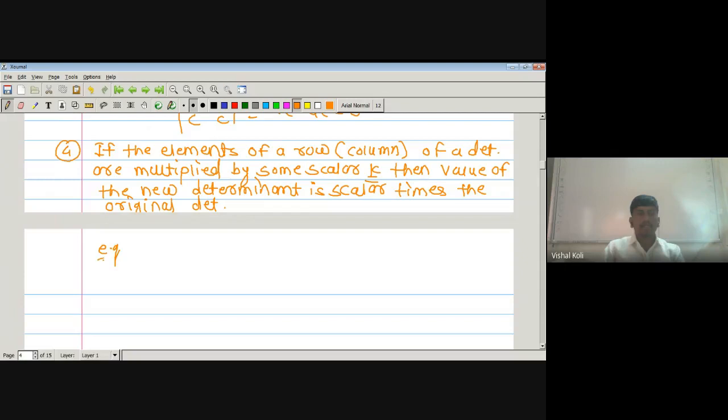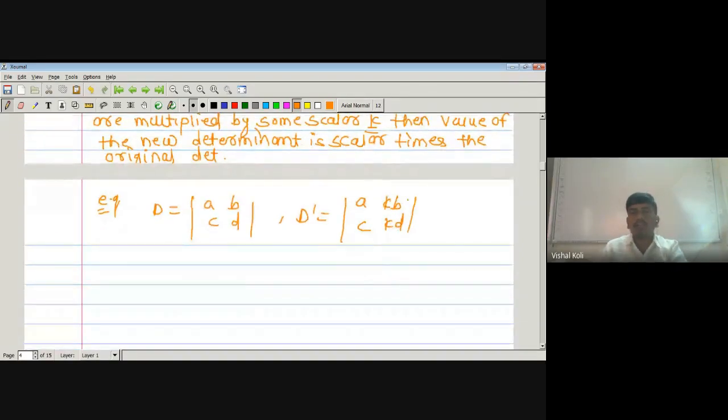Let us see. Suppose D is a determinant having elements A, B, C and D, and D dash is a determinant obtained by multiplying the second column of the determinant by some scalar k, that is A, KB, C, KD. The same method will be useful for the row also. So here we will use the column. Now its determinant value will be AD minus BC.